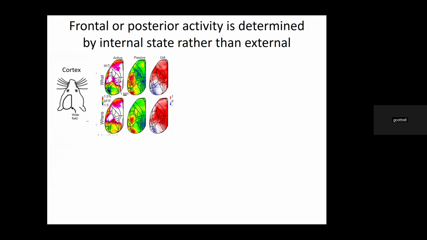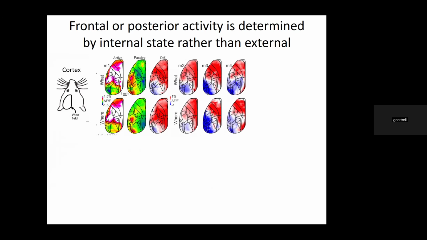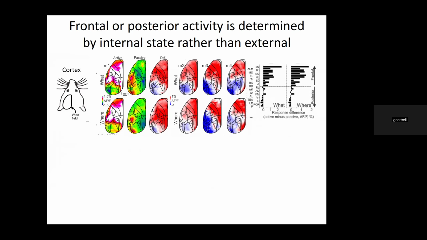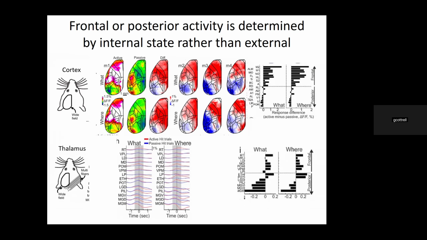This differential map for one mouse, repeating over mice, and just to quantify this, just take the differential response, active minus passive, and arrange cortex from posterior to frontal. You can see that posterior areas are more biased to the passive, and frontal areas are more active in terms of bias. That's cortex, but thalamus, that's kind of more novel.